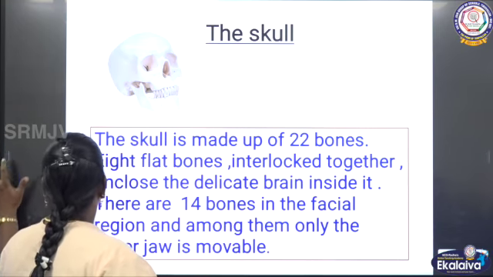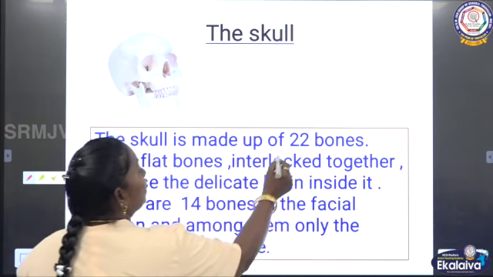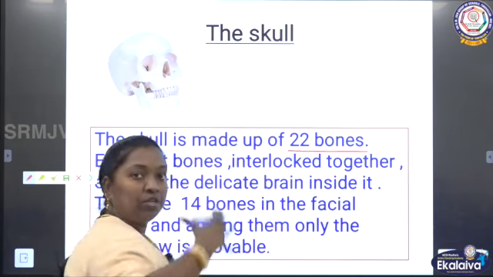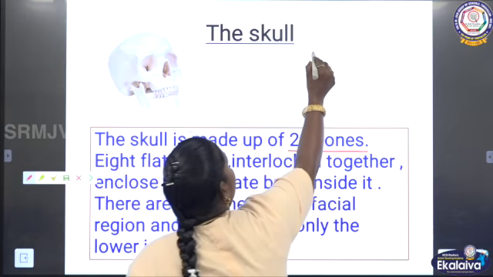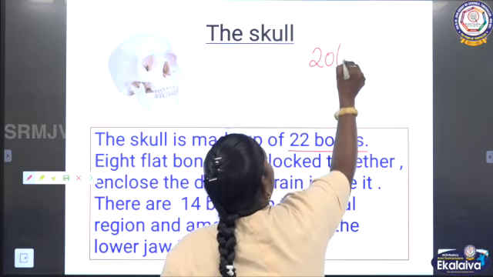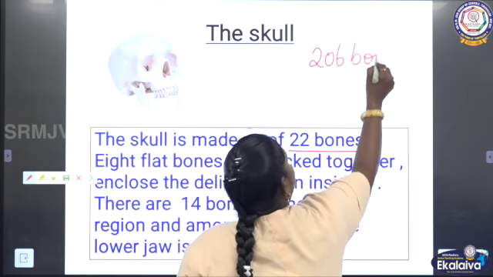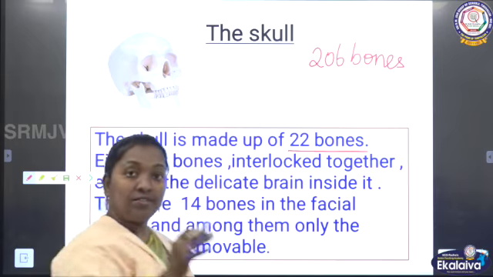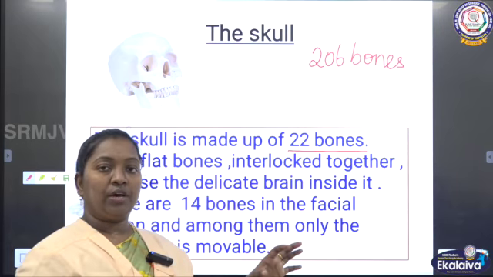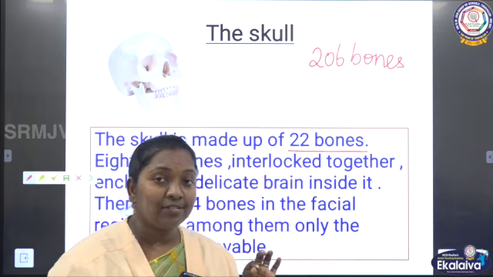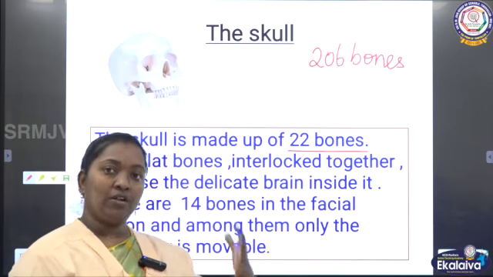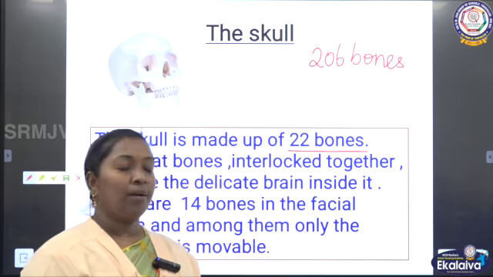The skull is made up of 22 bones. Now, in a normal adult, we have 206 bones completely. All the adult human body has 206 bones in total. With this number of bones, the whole skeletal system is made.